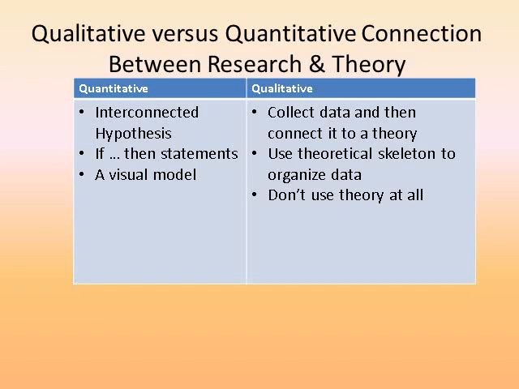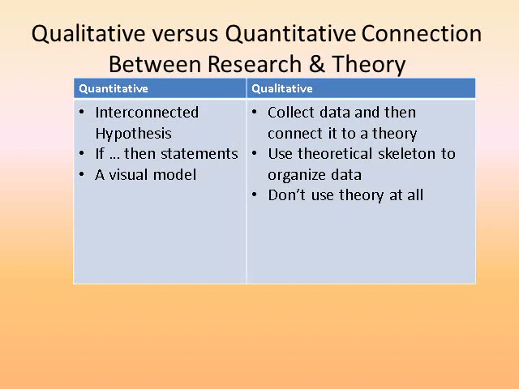Qualitative versus quantitative connection between research and theory. Research methods theory seems to follow a limited number of forms. One form in quantitative research is the interconnected hypothesis. An example is the higher stress a person has, the greater chance the person will have an argument, or the more guns there are, the greater number of accidental shootings there will be.